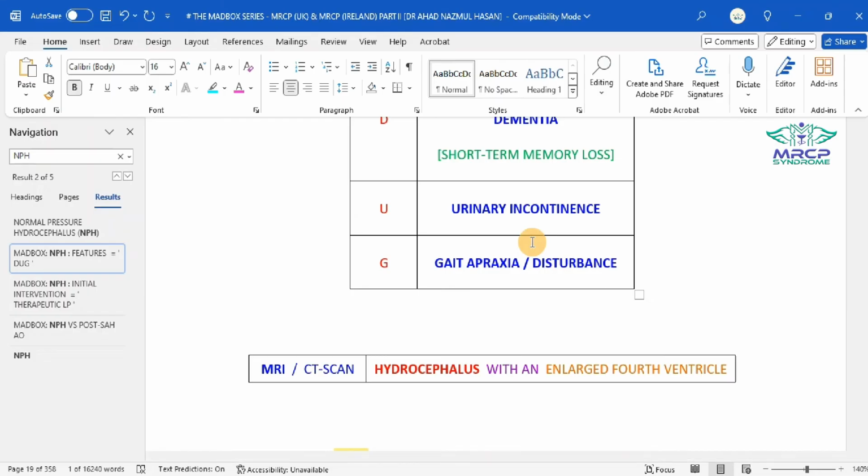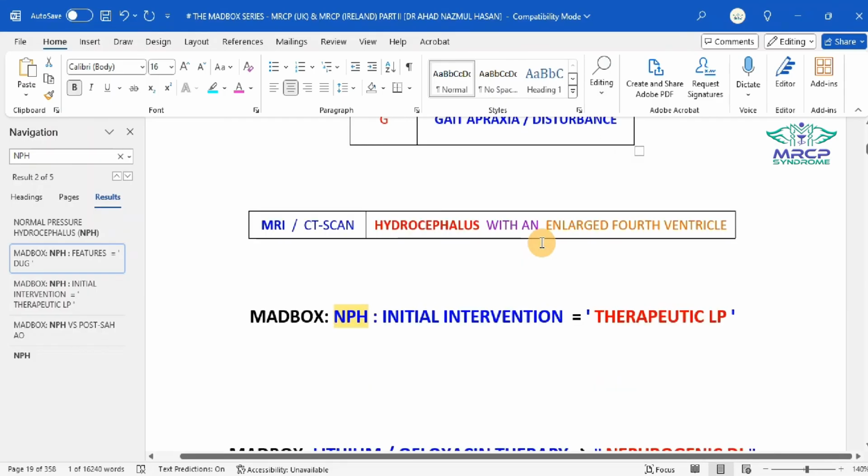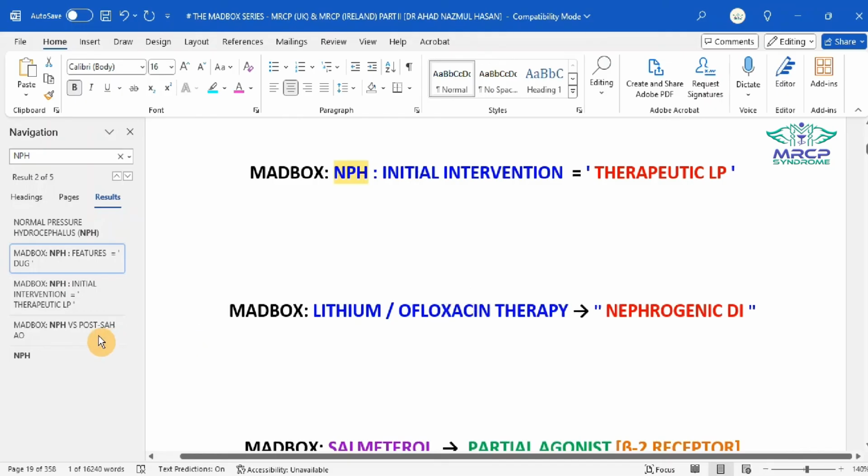And if you go for MRI or CT scan, there would be presence of hydrocephalus with an enlarged fourth ventricle. So the initial investigation would be MRI. The initial intervention would be therapeutic lumbar puncture.